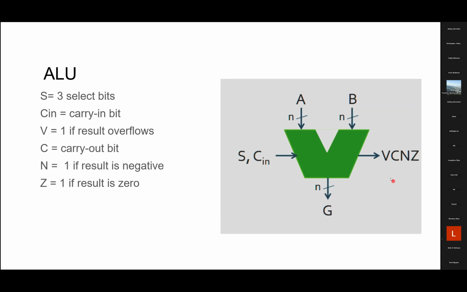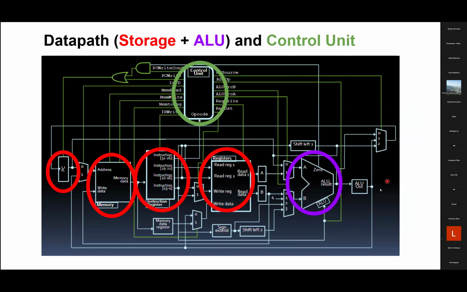So the V shows us if there's a result overflow. This is when we're doing operations on 2 signed numbers, and then it ends up being bigger than the N width that we define. So if it's 1, it means that the result overflows, and that means the result is not accurate. C is the carry out bit. N, if 1, means that the result is negative, and Z, if 1, means the result is 0. So it's quite simple.